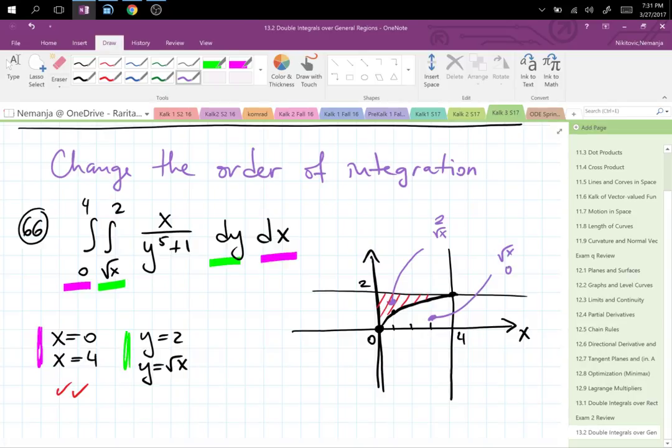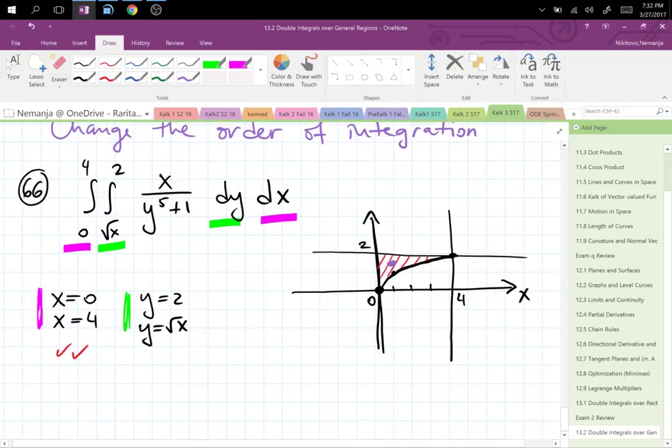If I'm to draw a delta x rectangle, the upper region will have that dx stuck between 2 on top and root x on the bottom. And if I draw that delta x on the lower region, it's going to be 0 to root x. So that's the reason why it's clear that it's the upper region that we're talking about. Now that I have the region, I'm going to erase these purple things because we don't need them.